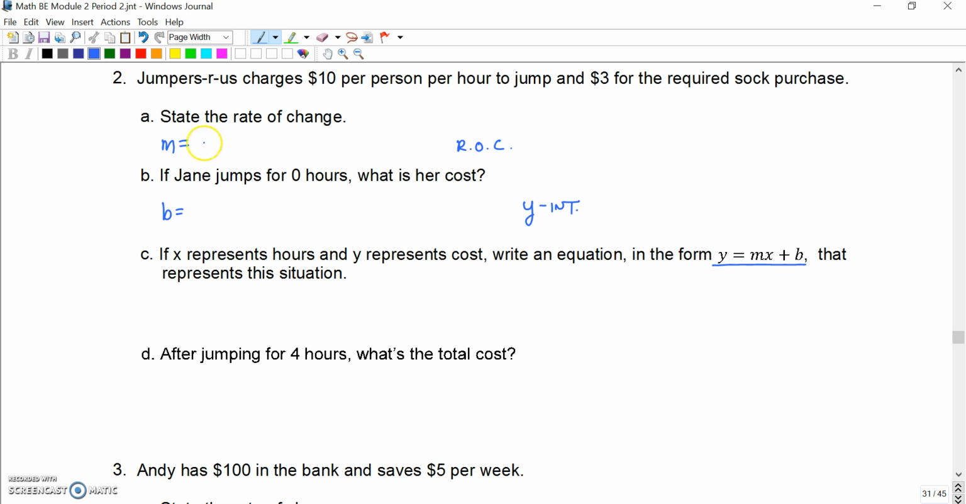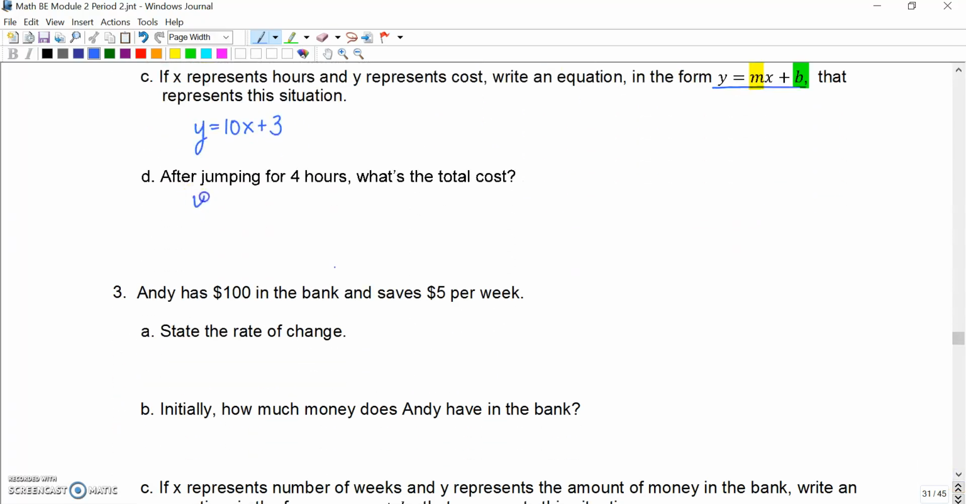So for A, our rate of change is $10 is added every time. Our initial amount just to get in the door for 0 hours is $3 because we need to buy the socks even if we don't end up jumping. We place this into our equation where M goes there and B goes there, and we don't forget the variables X and Y. Part D, we will use our equation to then answer the question, which is, for 4 hours, what's the total cost? And we said that X was hours.